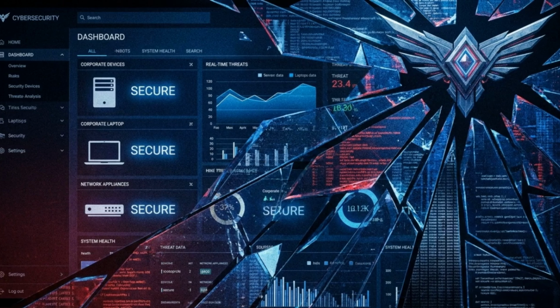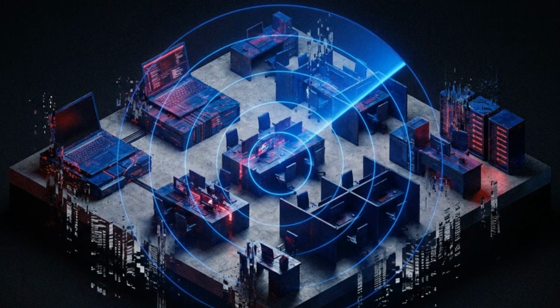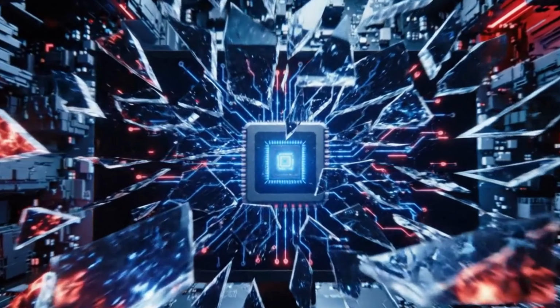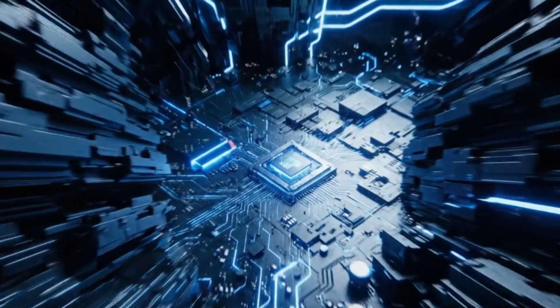CrowdStrike makes a flagship security product called Falcon. It's an endpoint detection system designed to scan computers for threats. To understand how it caused so much damage, we have to look at exactly where it operates inside your machine.